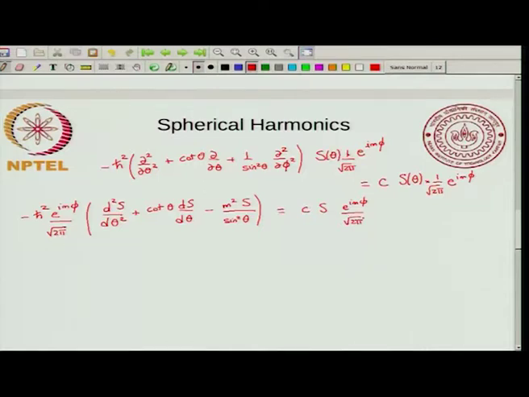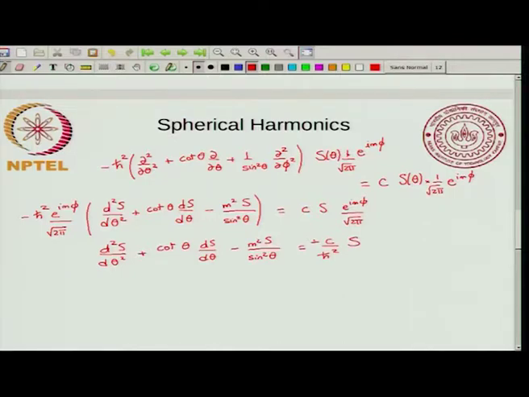Okay, so I can just cancel the e to the i m phi on both sides, and what I am left with is a differential equation that involves only s. Let me write down the differential equation. I will take the h bar square to the other side. So what I will have is d square s by d theta square plus cotangent of theta ds by d theta minus m square s divided by sine square theta is equal to minus c by h bar square into s. Okay, so this is a differential equation that we have to solve for s.